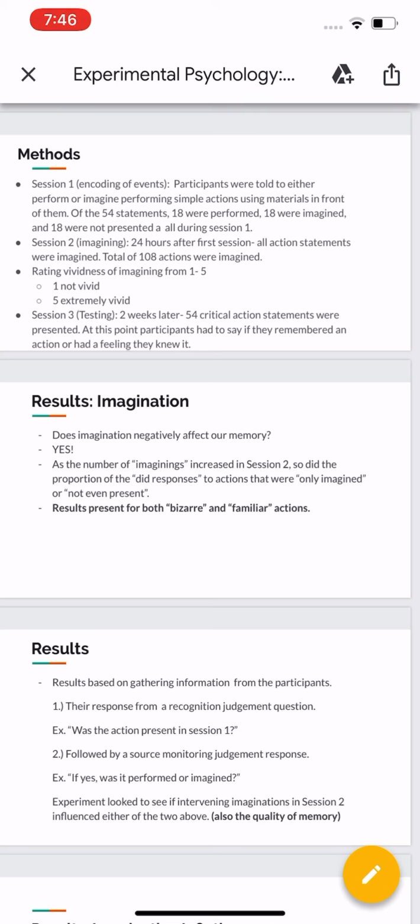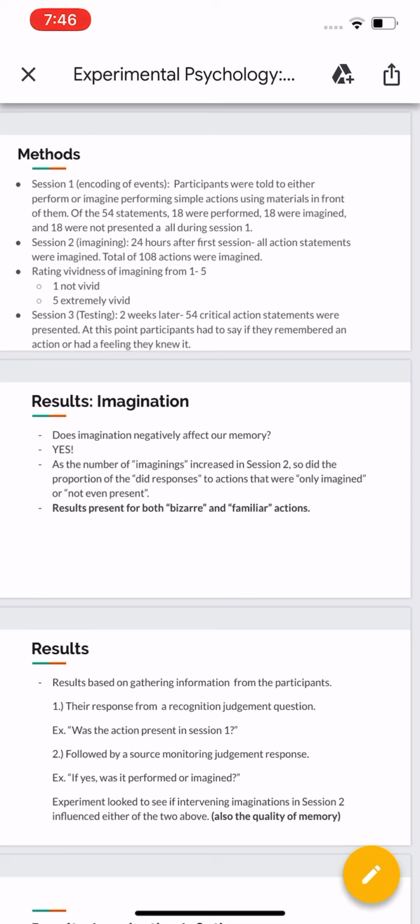To make sure that participants actually imagined the action statement, they had to write the vividness of the imagination on a scale from 1 to 5: 1 being not vivid, 2 being slightly vivid, 3 being somewhat vivid, 4 being very vivid, and 5 being extremely vivid. 2 weeks later, it was time for the third session, which was the testing part of the experiment.